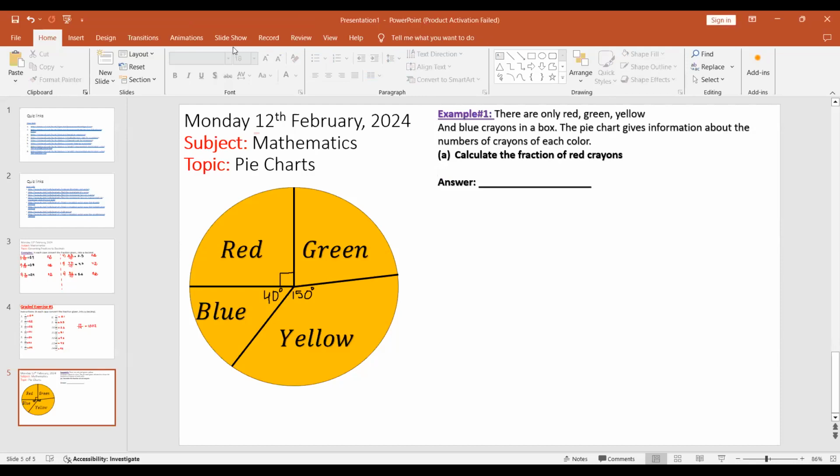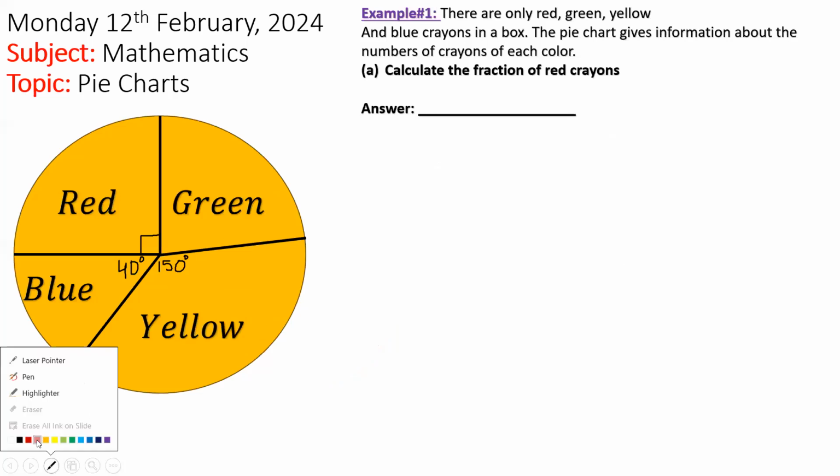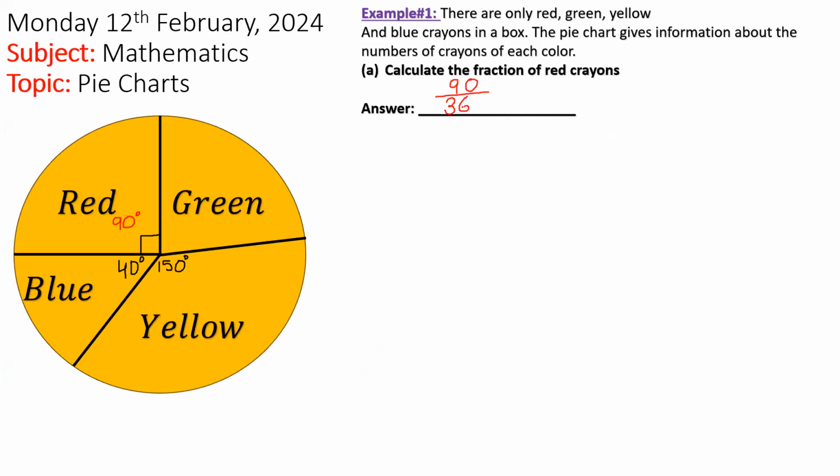Very good. So the reason it's 90 is because obviously red accounts for 90 degrees, right? So it's gonna be 90 degrees all over 360. Now, why is it gonna be 360? Does anyone know? It's because the angles in a circle add up to 360 degrees. So because angles in a circle add up to what?